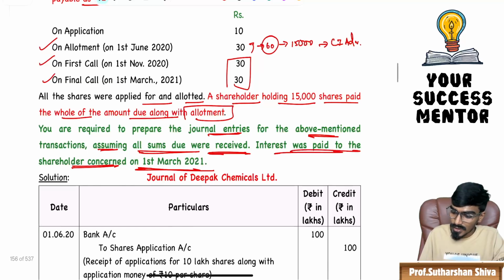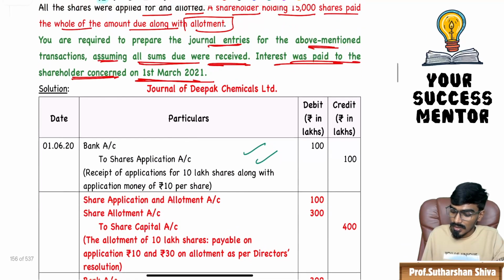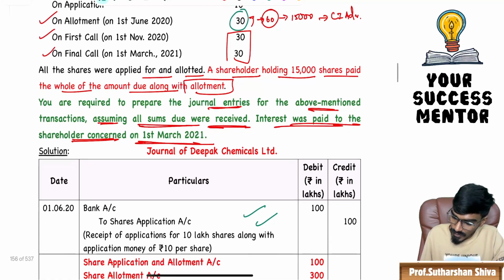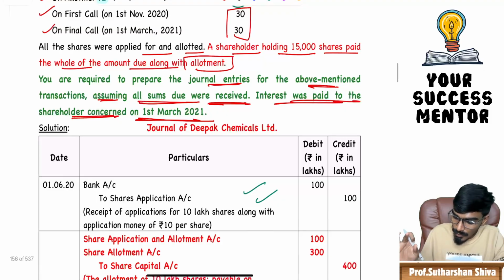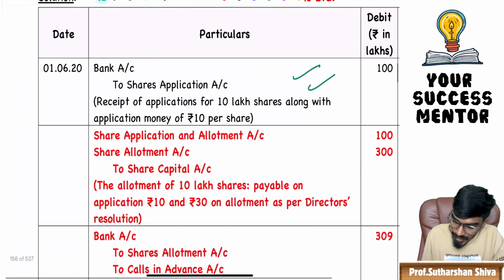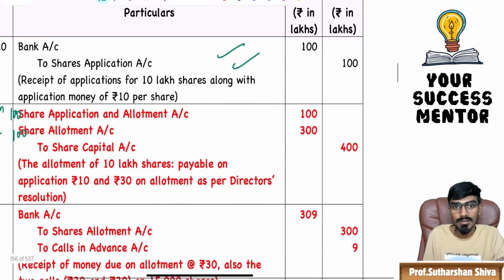Here we will be doing a first entry. First entry is easy. Bank to share application. Correct? 100. Yes. Then what is the allotment money? 30. Yes, sir. 30. Wait. The main question is they have done with this allotment. Correct? So the second entry can be like this. Share application to share capital, which is going to be 100. Correct? The same reversal process.